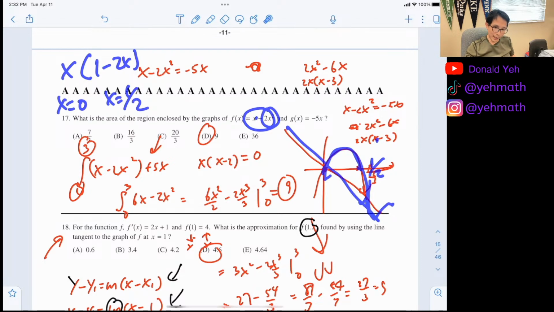You just have to find the x-intercept: set the 2 equations equal to each other, solve for x, factor out x, x equal to 0, x equal to 3. That gives you the boundary, 0 to 3, top minus the bottom. And then the rest of it is just math.